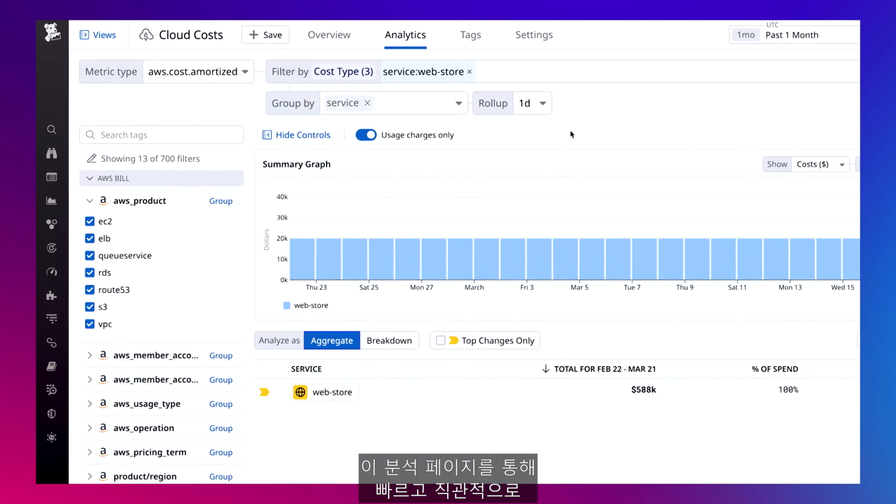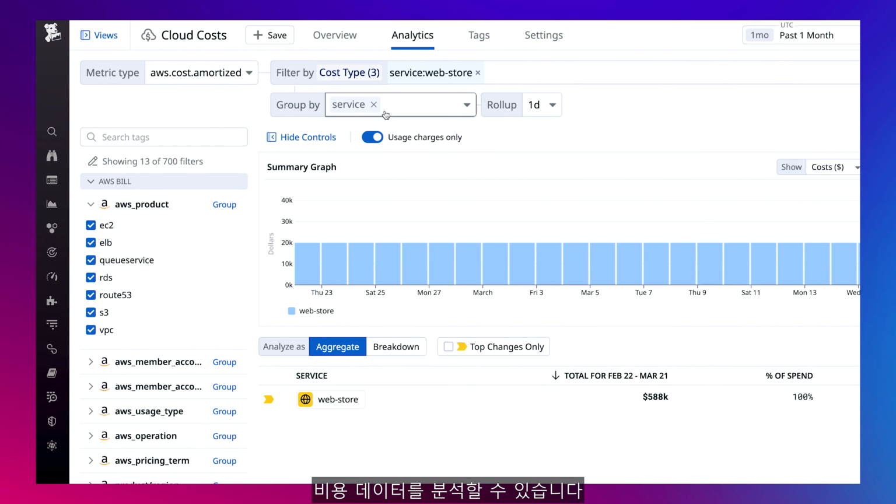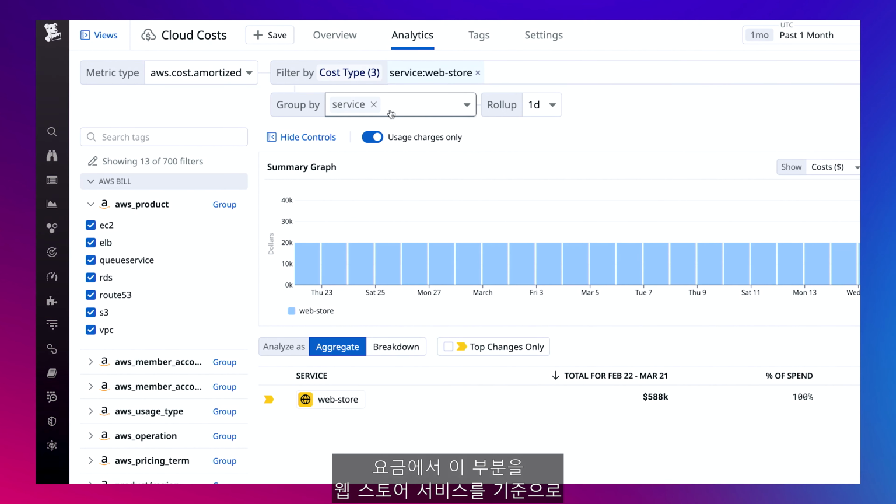With this analytics page, slicing and dicing across all my cost data is fast and intuitive. I've already grouped and filtered this portion of our bill by my web store service. We're able to group by up to 3 fields and custom tags to speed up our investigation and quickly find our way back to our EC2 spend, something that's impossible to do with native tooling.